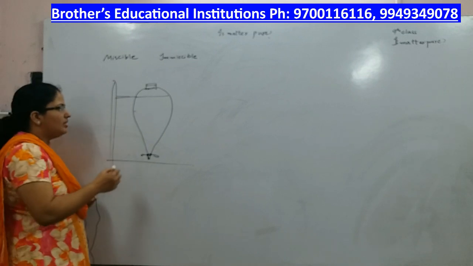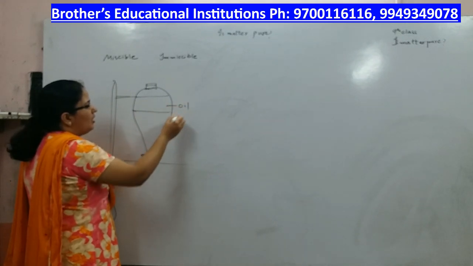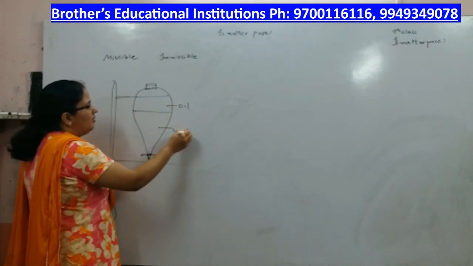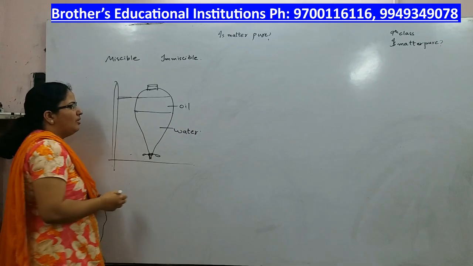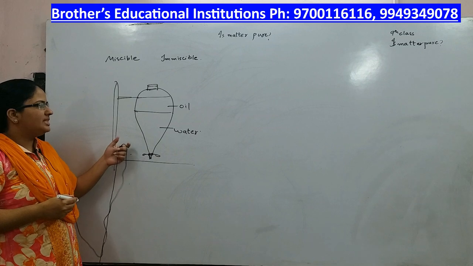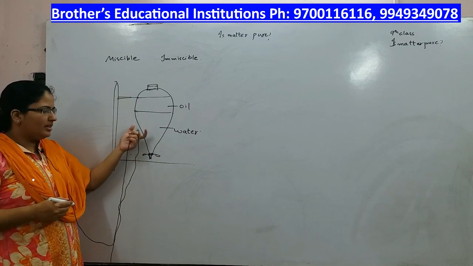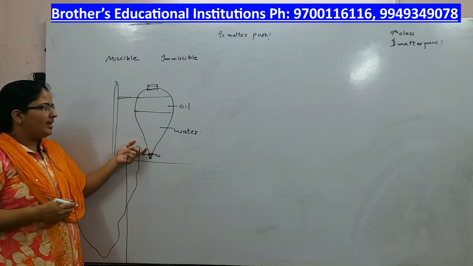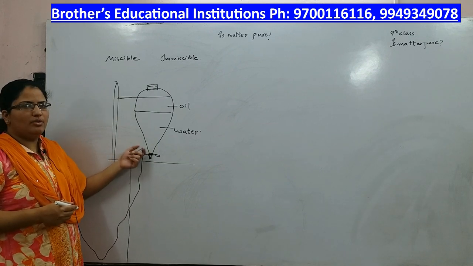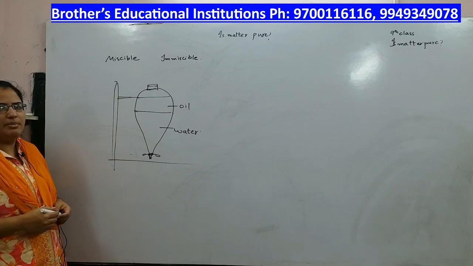After some time, you find oil at the top and water at the bottom. Once they are separated, open this stopcock. When you open this stopcock, all the water comes down, and wherever you have the oil, there you close it. So this is how you separate two immiscible liquids.